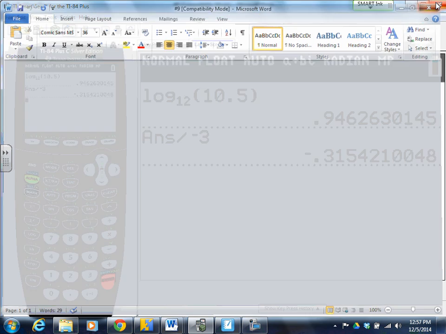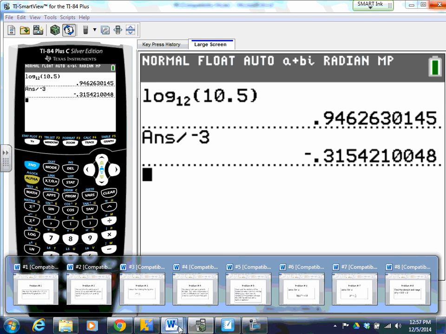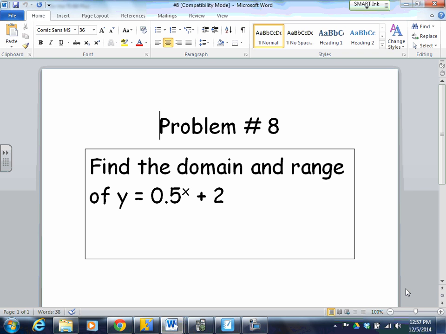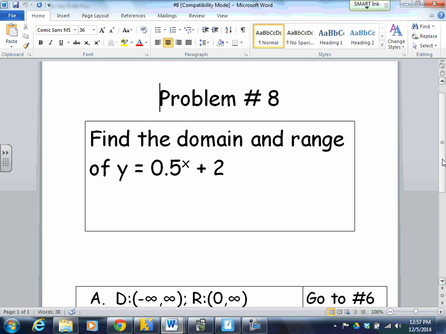All right, let's get rid of that one. Oops, I'm going to keep closing that one. I probably should just be going here. Okay, number 8. Find the domain and range of that function. So I'm going to do this one without the calculator. You're free to graph it in the calculator if you want to. But again, it's 0.5 to the x. Okay, so the base is 0.5. So it's going to be decay because that's less than 1.